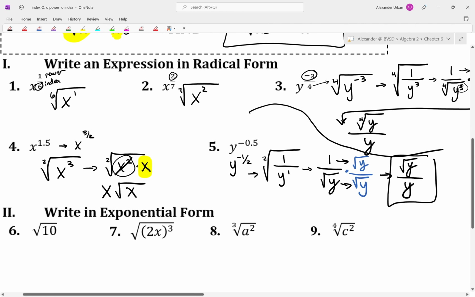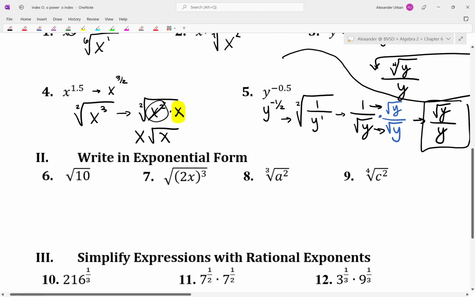Okay, now we're going to write in exponential forms 6, 7, 8, and 9. The square root of 10 is, there is a single base of 10, so this radicand is 10. There's only one of them, and it is of the square root. So this is the index of 2 goes on the bottom of our fractional exponent. That's the index. And the number of 10s that we had was 1, so it's going to be 10 to the 1/2 power.